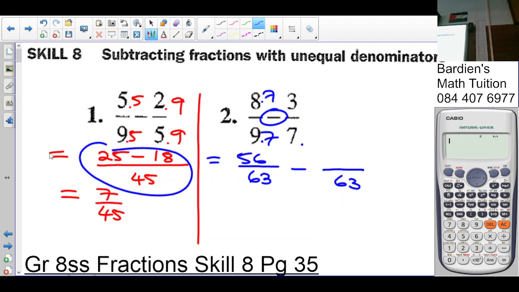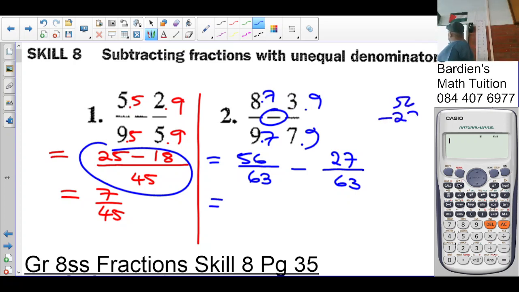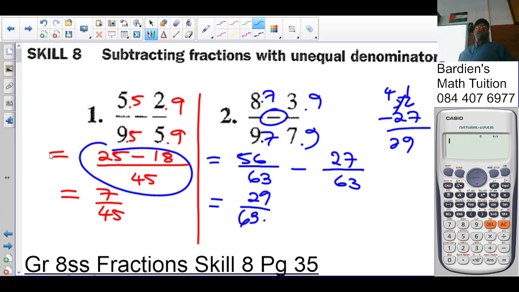7 times what is 63? 9. So 9 times 3 is 27. So what is 56 minus 27? Remember, there are no calculators to be used. 6 is too small to subtract 7, so there's going to be 4, 2, 1. 16 minus 7 is 9. So I get 29 over 63. You all okay with that? Any confusion there?